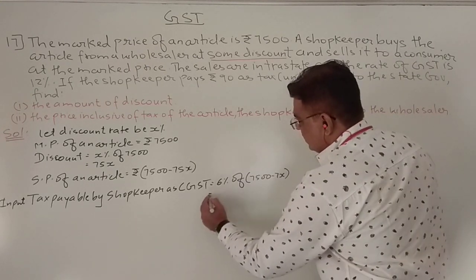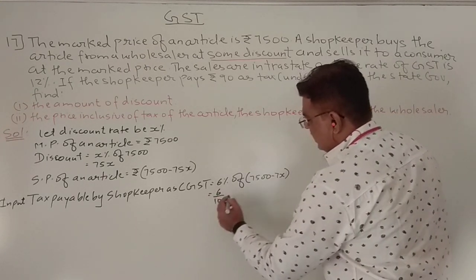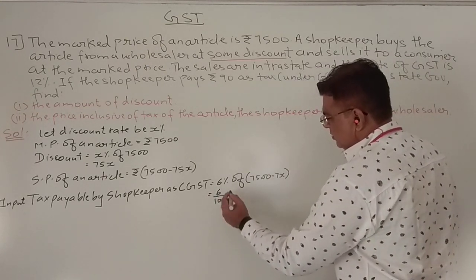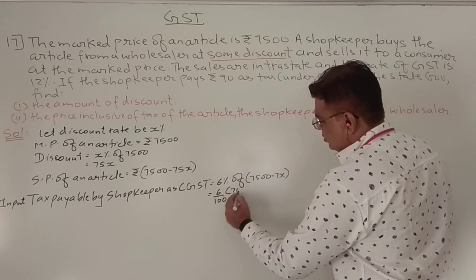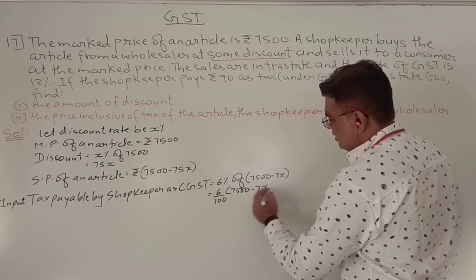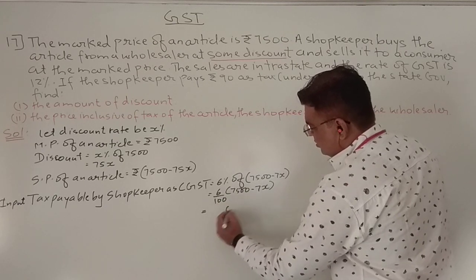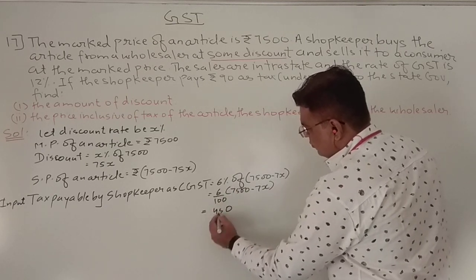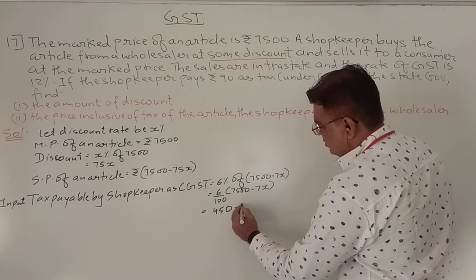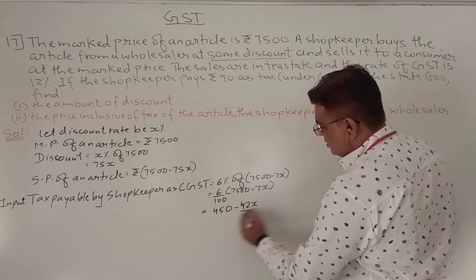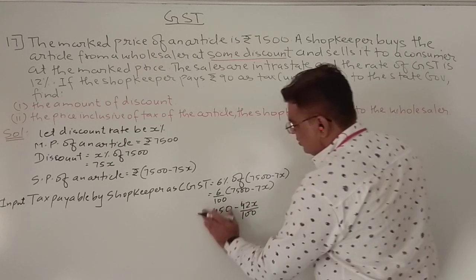If we solve this, it will be 6 upon 100 into 7,500 minus 75X. Let us simplify. So when we simplify, what do we get? 6 fives are 30, 0 carry 3, 450 minus 450X upon 100.